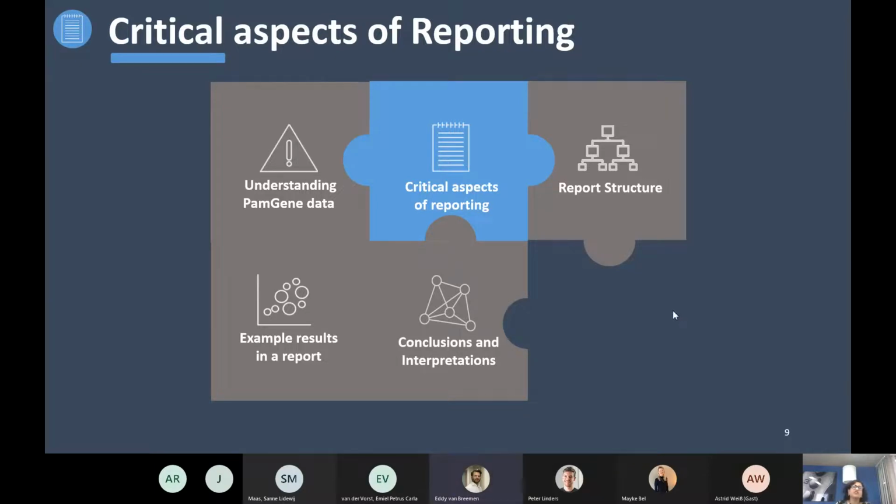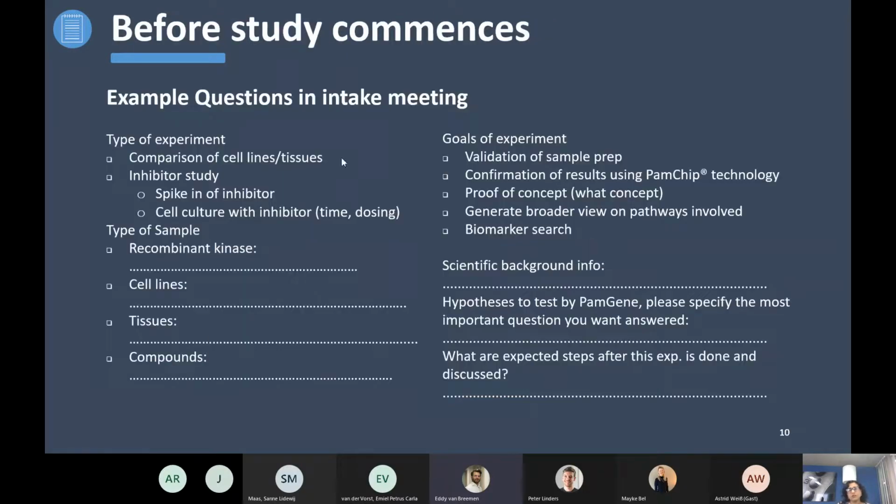Right. So just to explain a little bit more about what we consider important before any study commences: if you have had these intake meetings with us, with me or Peter, you'll understand that we ask a lot of questions during this intake meeting. That's because we are interested in knowing the type of experiments, whether you're using cell lines or tissues, what kind of inhibitors, what kind of samples, and the goals of your experiment. These are very important, like what are you trying to find out? Is it a biomarker study, or is it a pathway elucidation study? These are very important end goals to keep in mind when we analyze the data.